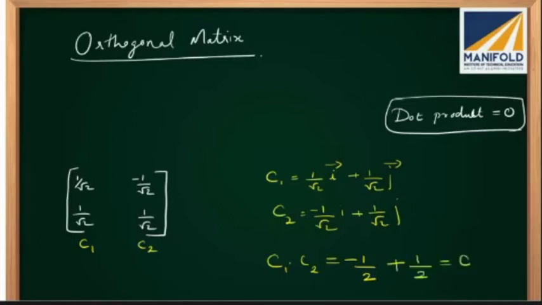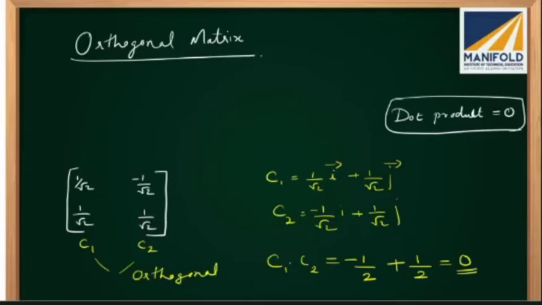So I have the answer to be 0 here. So I can say these two columns are now orthogonal, right? These two columns are now orthogonal. Now this is the fundamental idea behind orthogonality.